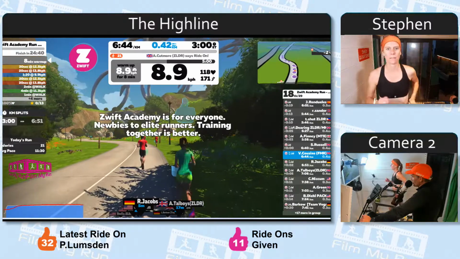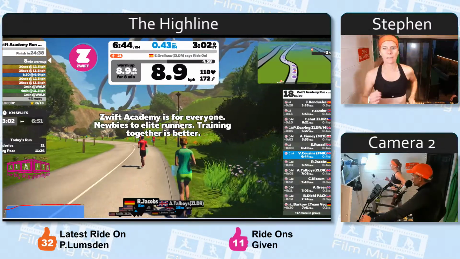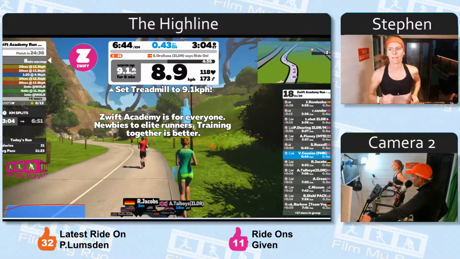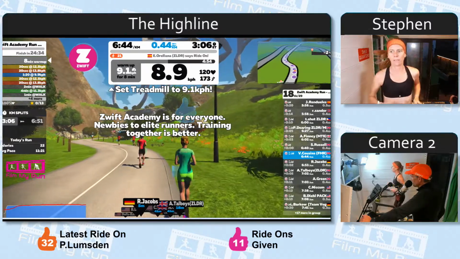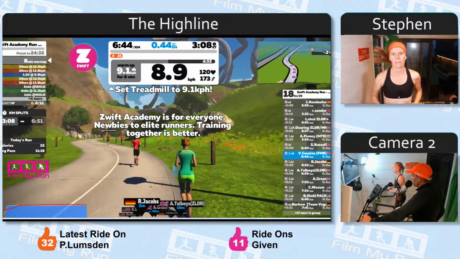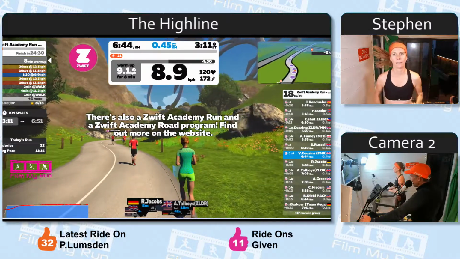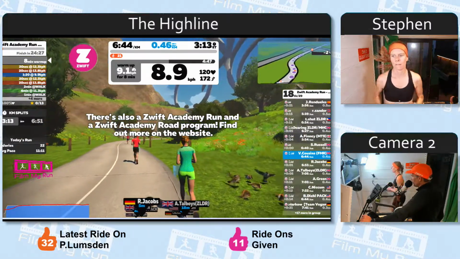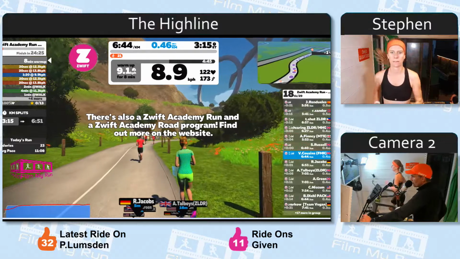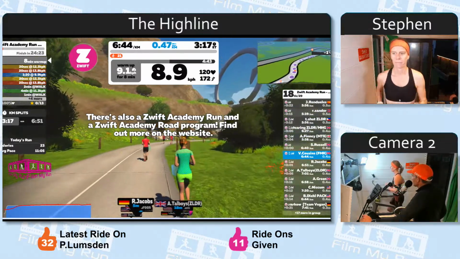So this will be Victoria's second interval session of the week, although we're not really classing it as a hard workout, because Victoria's heart rate isn't going to get into zone 5 with this workout. If you do have any questions, do drop them in the chat.